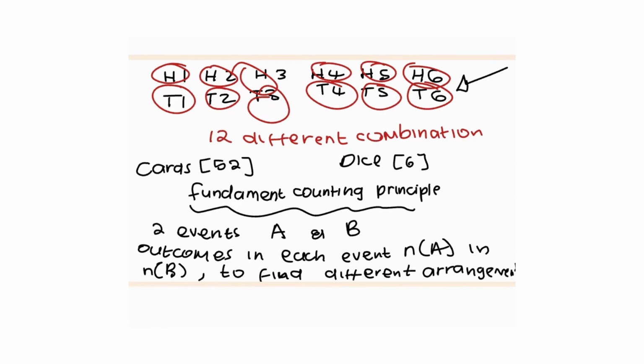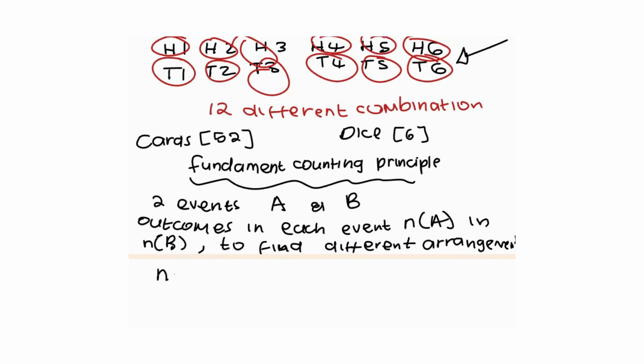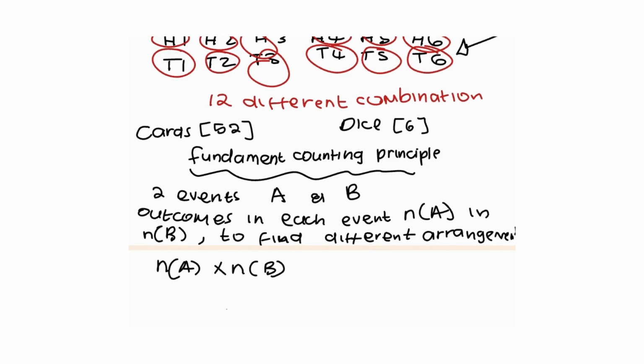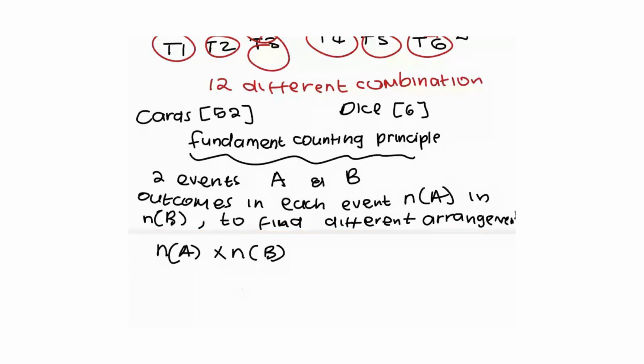Okay, I'm out of space there. You would say the total number of outcomes in event A multiplied by the total number of outcomes in event B, and then that's going to give you the different number of arrangements.